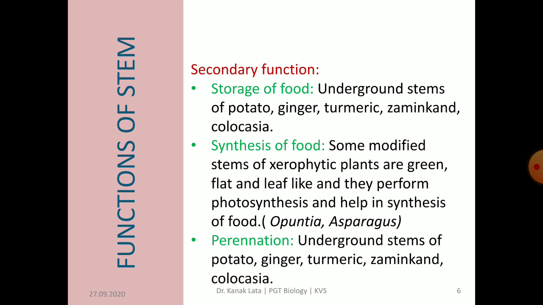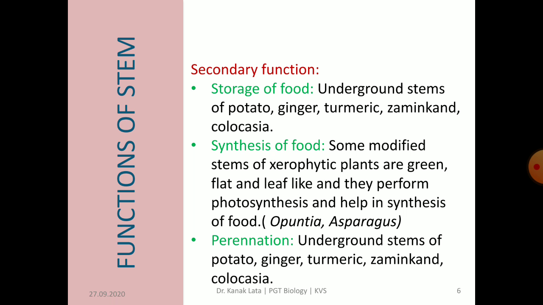Second secondary function of a stem is synthesis of food. Some modified stem of xerophytic plants are green and flat and they are leaf-like to perform the process of photosynthesis. So here it helps in synthesizing food. For example, it is seen in Opuntia, asparagus, etc.